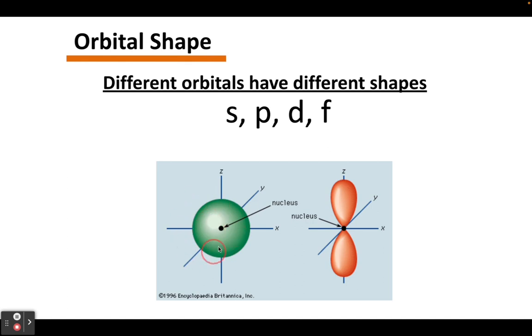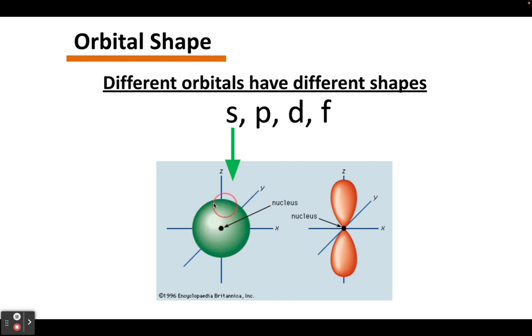We're going to talk about those in a moment. Here you can see the different shaped orbitals. Here you have an orbital that's spherical. Here you have an orbital that is more dumbbell shaped, like two balloons connected at the center. This is what we mean by the shape of the orbitals. This spherical shape is the s orbital. All s orbitals are going to have a spherical shaped space.